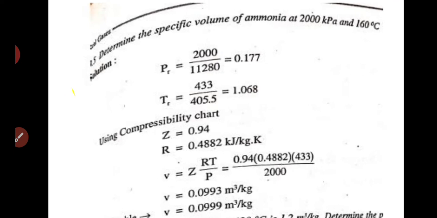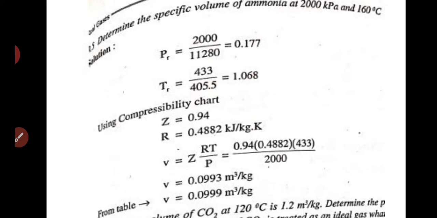More numerical: determine the specific volume of ammonia at 2000 kilopascal and 160 degrees centigrade. So we have to find out the specific volume of ammonia at pressure 2000 kilopascal and temperature of 160 degrees centigrade. For this temperature, we will add 273 to 160. It becomes 433 Kelvin.